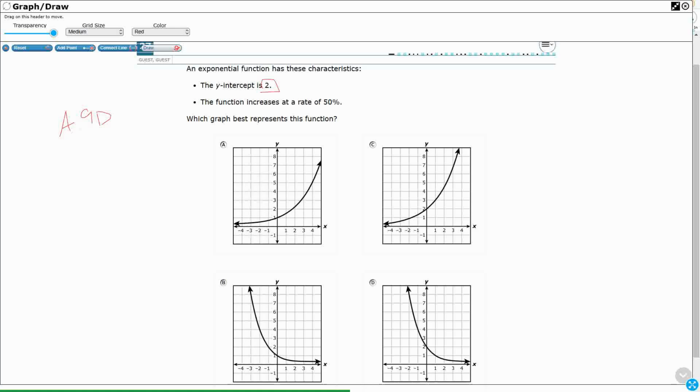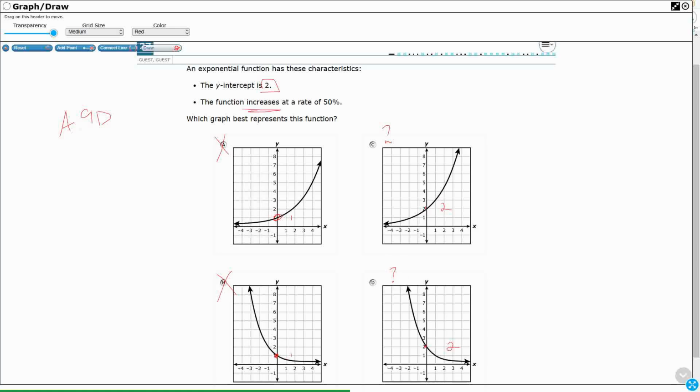Which means A is no good, because look, it's got a y-intercept of 1. Let's look at B. No good. Y-intercept of 1. We're already getting rid of 2. C is a possibility, it's got a y-intercept of 2. D is a possibility, it's got a y-intercept of 2. So we've eliminated A and B, and we're down to 2.